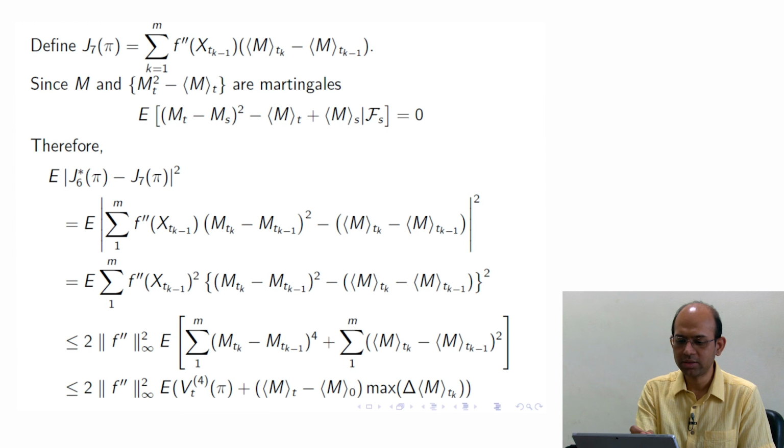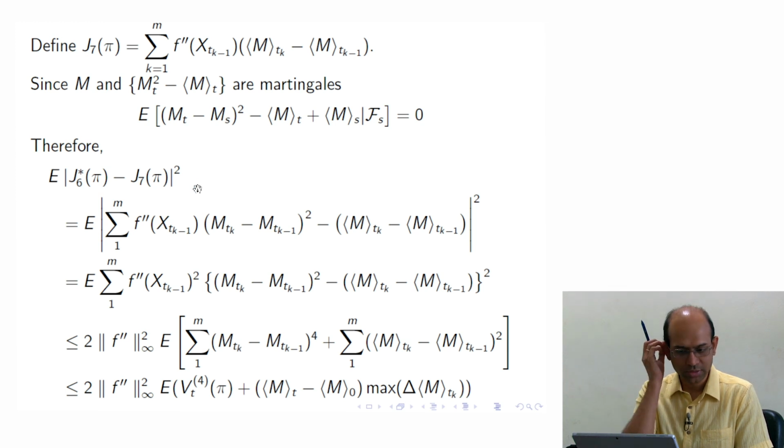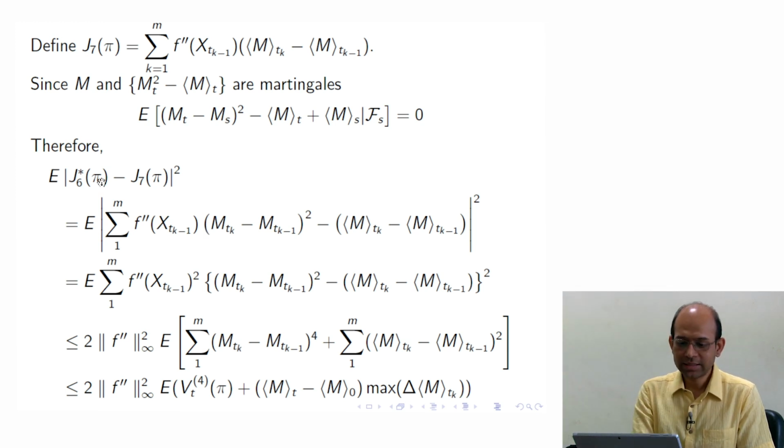Since this is a martingale, its difference is 0, so we now consider J*6 and J7, and we are taking the L2 norm here. We are going to show the L2 norm goes to 0 first, and then we are going to get L1 norm convergence also. So now J*6(π) minus J7(π), this mod square. The L2 norm we are taking, expectation of the summation. So now we are just writing down the definition.